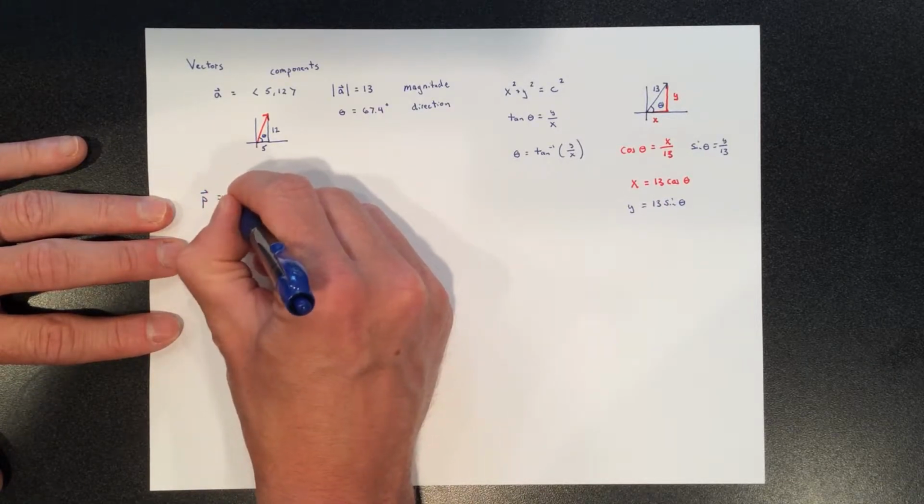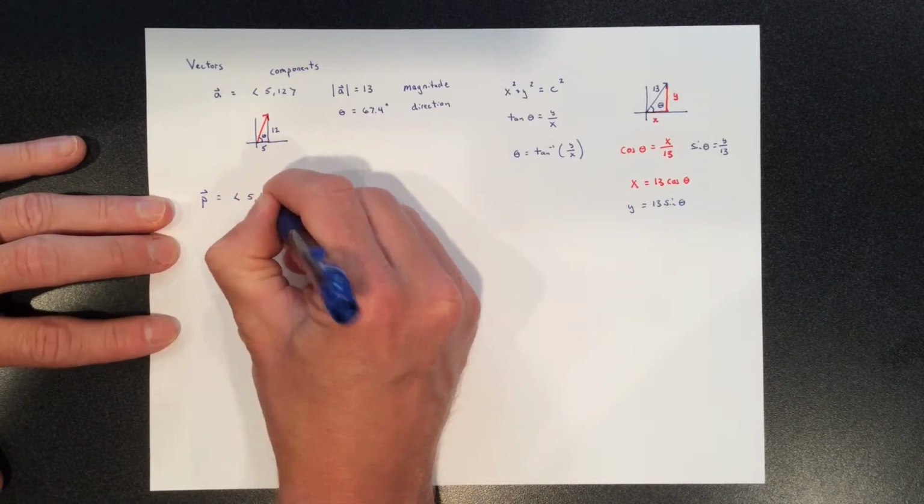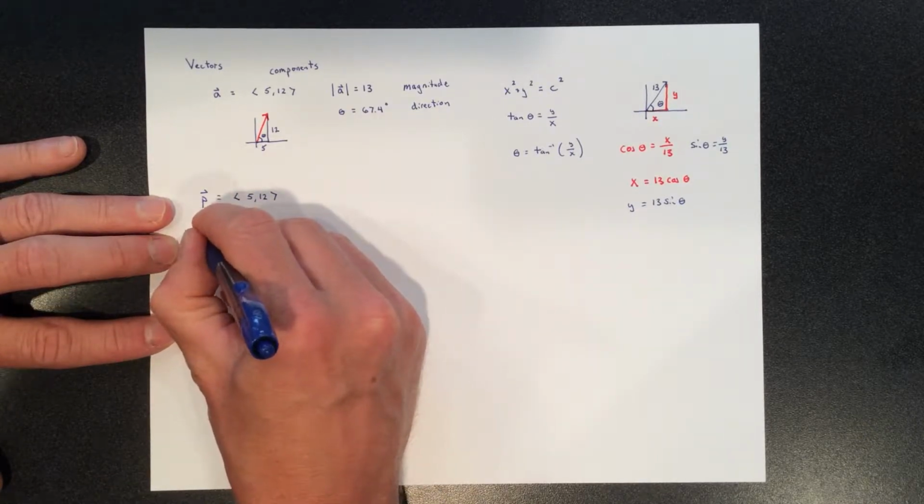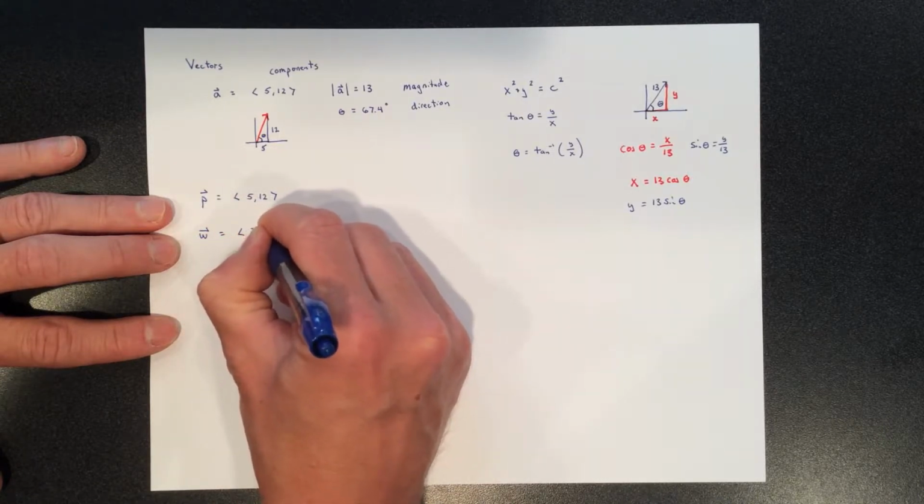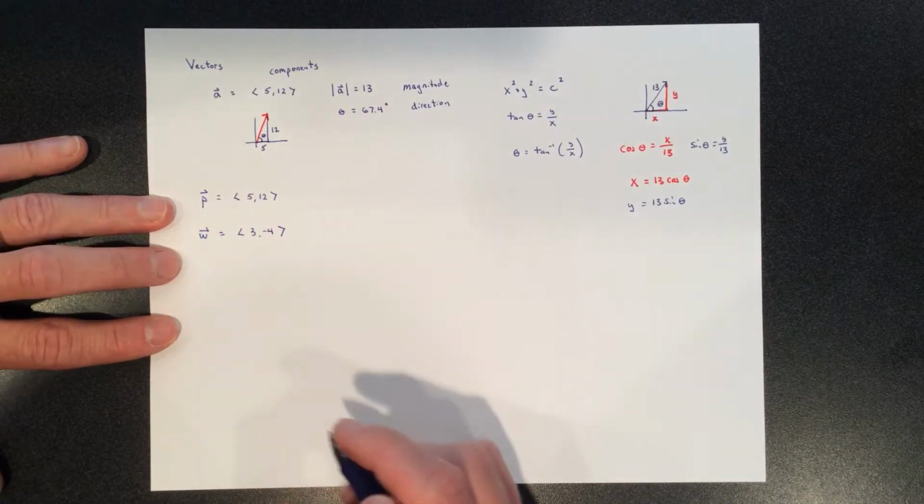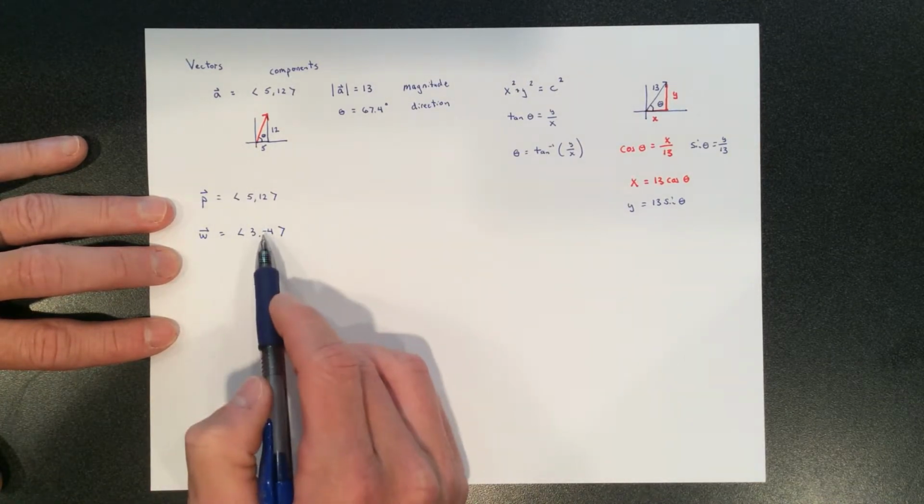And let's say that's, again, we'll just stick with 5, 12, and then it's going to experience some wind, and let's say the wind is 3, -4. Okay, so let's get an idea of what's going on here. So our plane, these are our plane's velocity and the wind's velocity vectors.